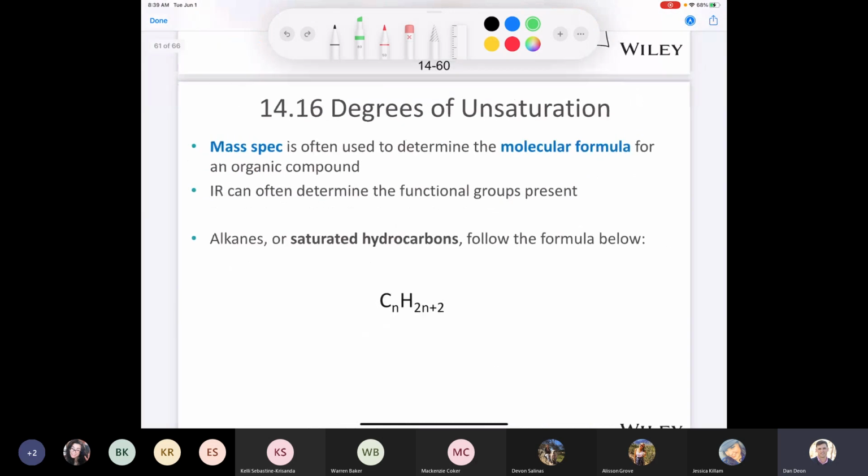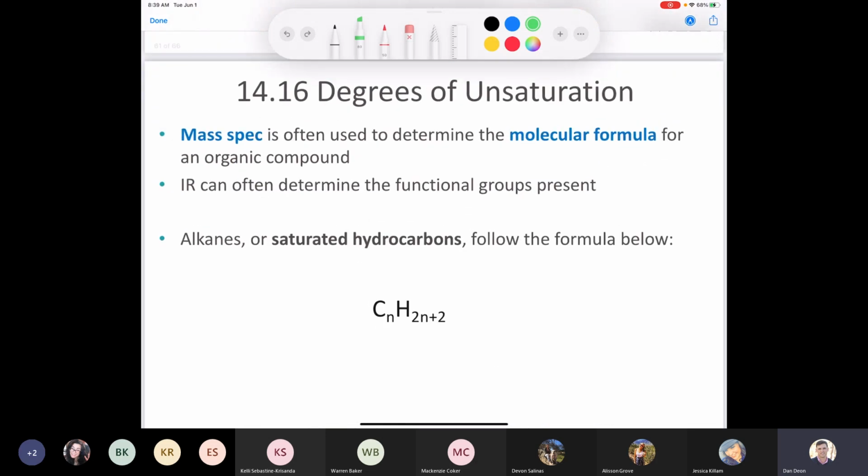Let's move on to the last section of Chapter 14, which deals with degrees of unsaturation. When you are faced with a mass spectrometry problem and you're given a molecular formula of some sort, I'll do a couple of things. The first thing I always do is apply the nitrogen rule. If there's a nitrogen, it's got an odd mass. If there's an even mass, it's either got no nitrogens or an even number of nitrogens. That's the first thing I always think about.